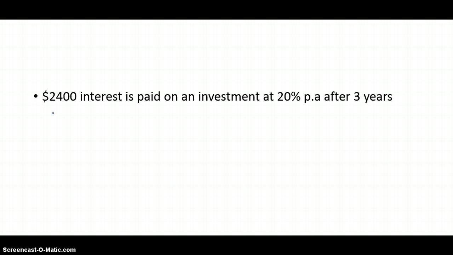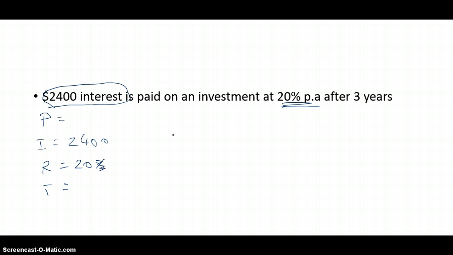$2,400 interest is paid on an investment at 20% per annum after 3 years. Again, write down all the variables P, I, R, T. It doesn't look like we've got a principal value here, but $2,400 in interest goes in the I part. Investment at 20% per annum, so 20% goes here. And 3 years, so T is 3. Our P is what we're trying to find here.